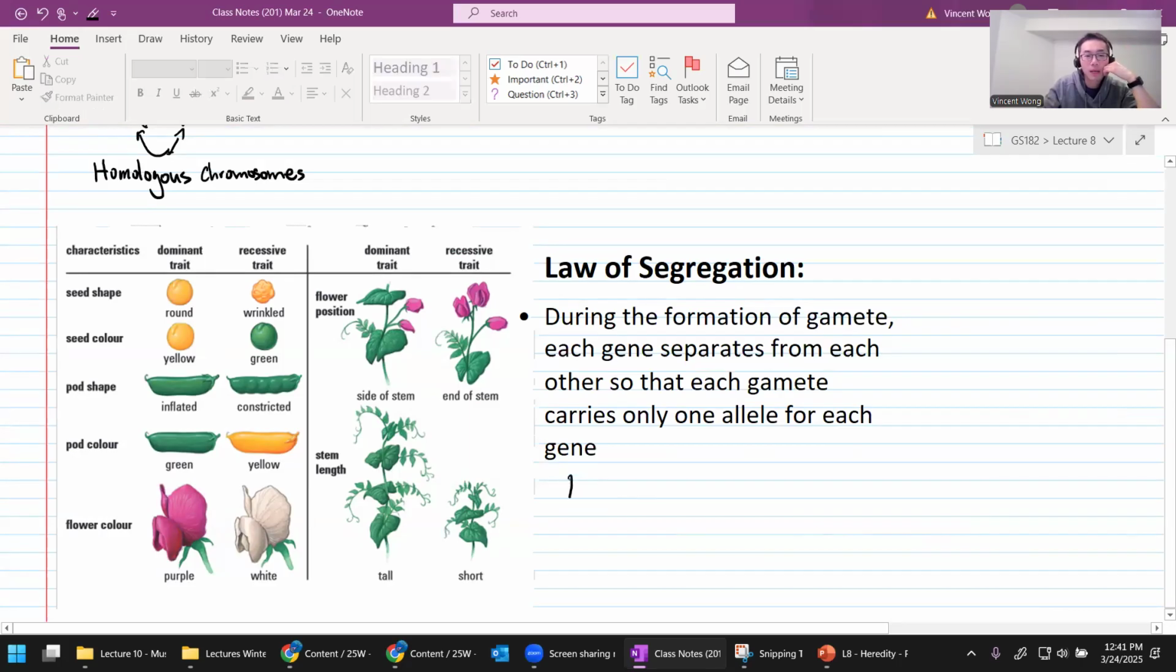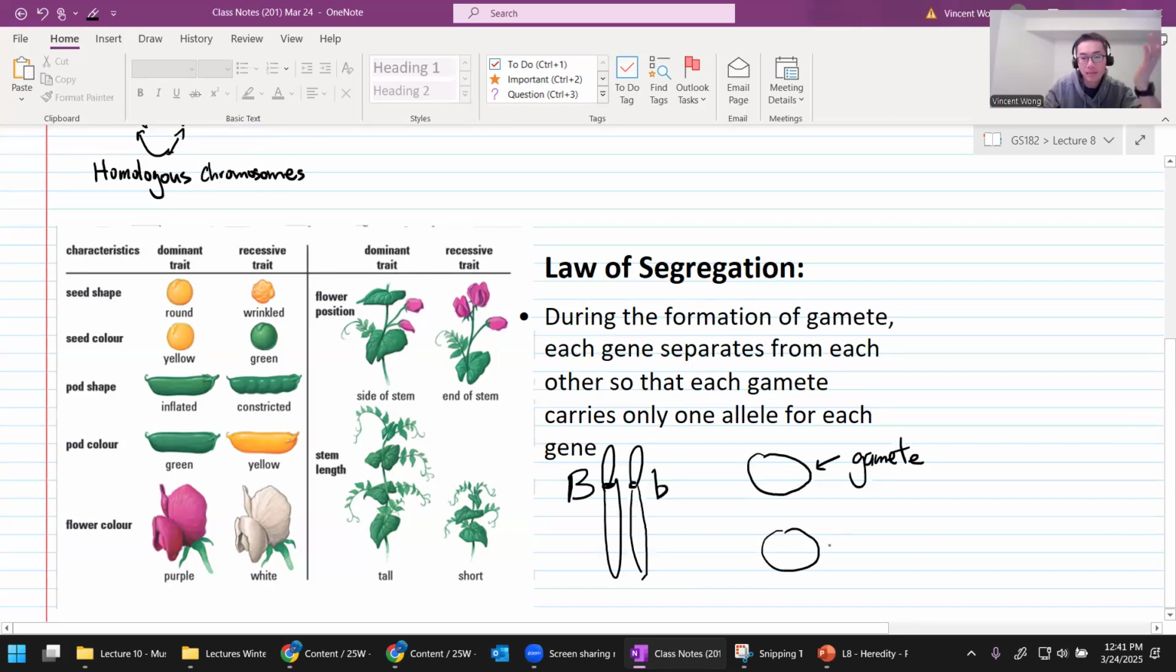Let's say we go back to someone who has a big B on one chromosome and then a small b on another chromosome, right? So we learned meiosis last time. We learned the process of generating gametes. And we know, let's say producing the gamete here, this is gamete. It's not sperm and egg in plants, it's pollen, right? So when you produce the gametes, they can only carry either the big B or the small b.